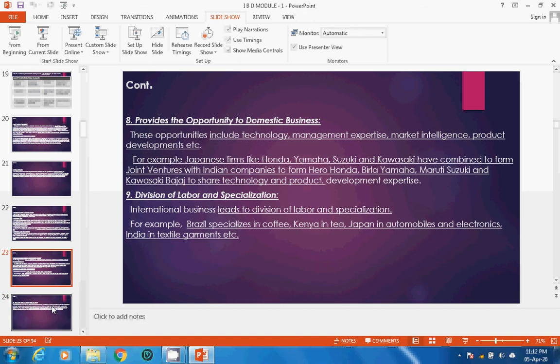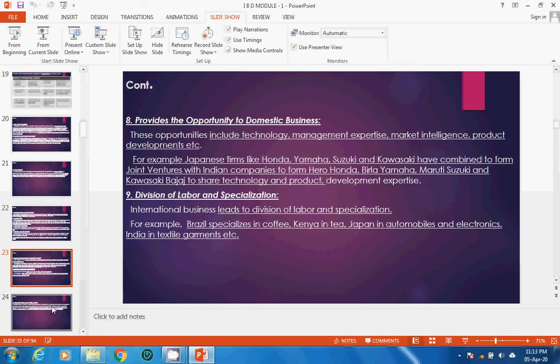Provides the opportunity to domestic business. These opportunities include technology, management expertise, market intelligence, product development, which help the firms to grow domestically. For example, Japanese firms like Honda, Yamaha, Suzuki, Kawasaki have formed joint ventures with Indian companies to form Hero Honda, Birla Yamaha, Maruti Suzuki, and Kawasaki Bajaj to share technology and products, especially in a developing country like India.